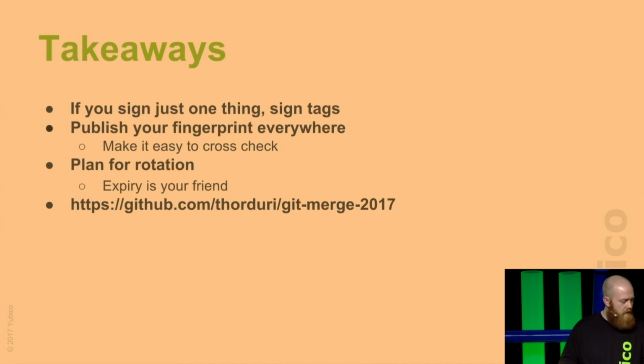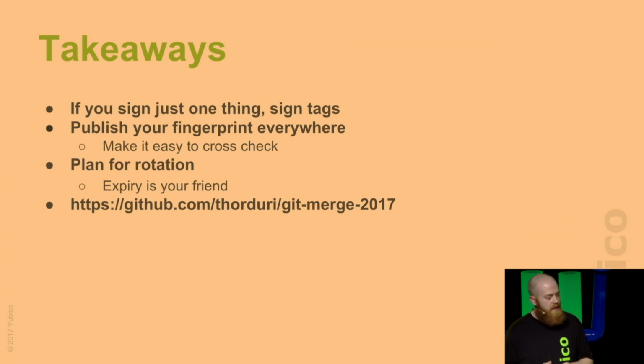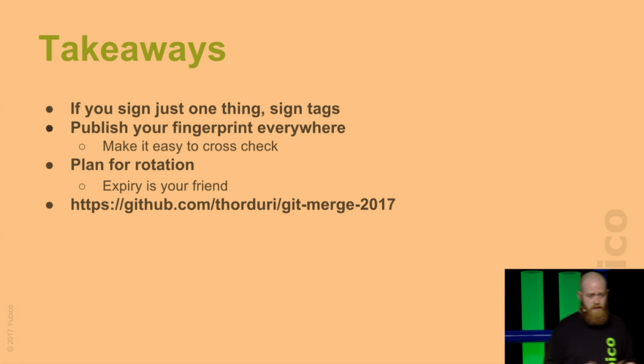So to end this, if you just sign one thing, sign tags. When you publish your public key, push it to the key servers and make sure to put your fingerprint everywhere. Have somewhere in your repository an easy list of doing cross-checking. Go to Keybase, I have my public key there, I tweeted my key there, I have it on my website, I have it on the project website, even put it in the repository itself. Plan for rotation, because revocation will inevitably happen. And by using short expiry times, you kind of exercise this all of the time.